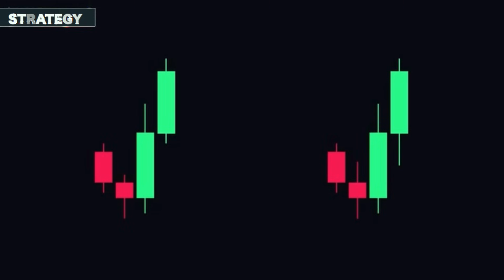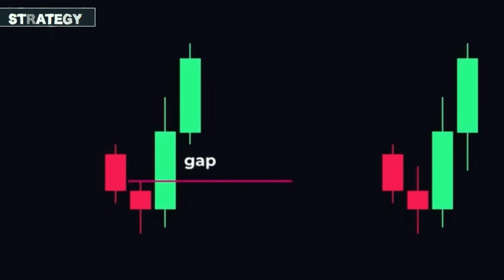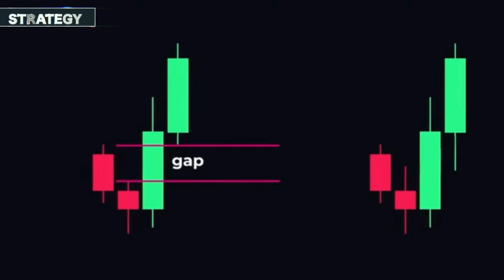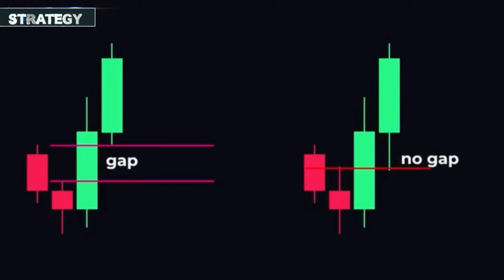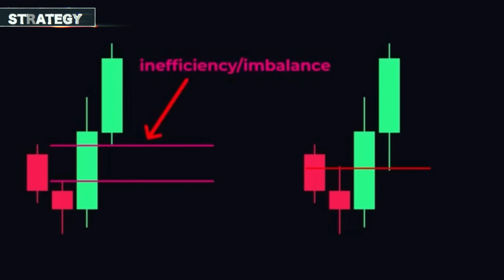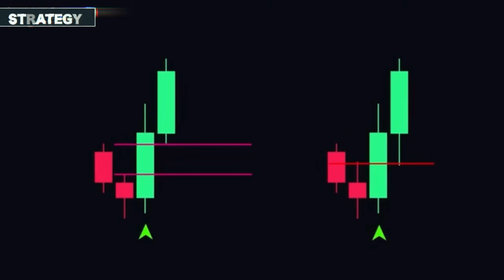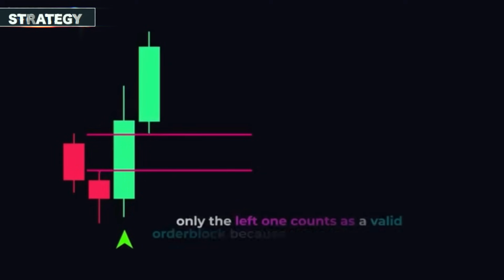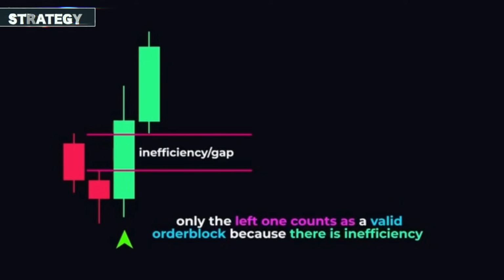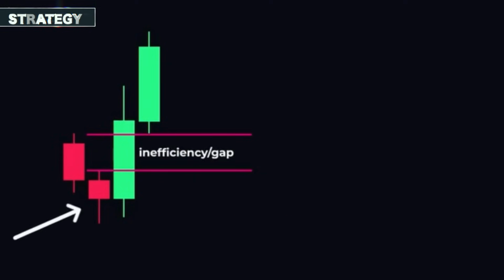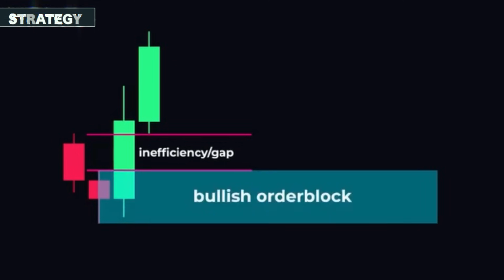However, notice the key difference. The one on the left has a gap between the first candle's upper wick and the third candle's lower wick, while the one on the right doesn't have it, as the wicks are intersecting with the candle's full body. This gap is what's called an inefficiency or imbalance. So, even though both setups show significant upward movement, only the left one counts as a valid order block because there's inefficiency. To draw the order block, take the first candle before the inefficiency and draw a rectangle over the full candle from the top wick to the bottom wick.